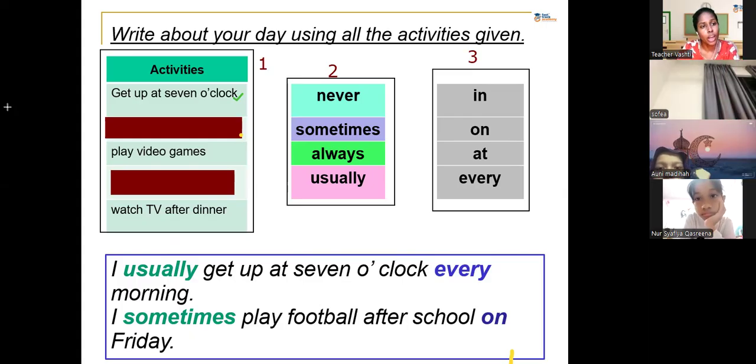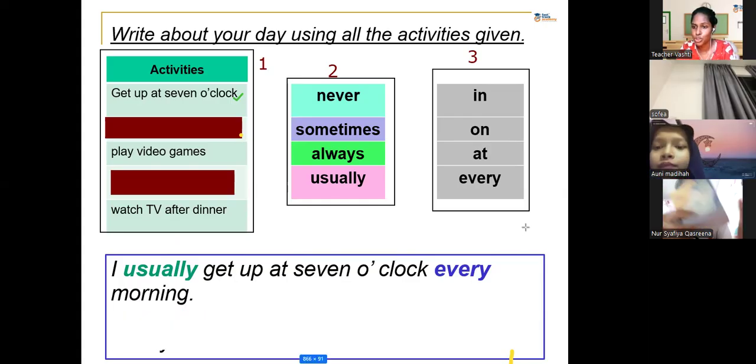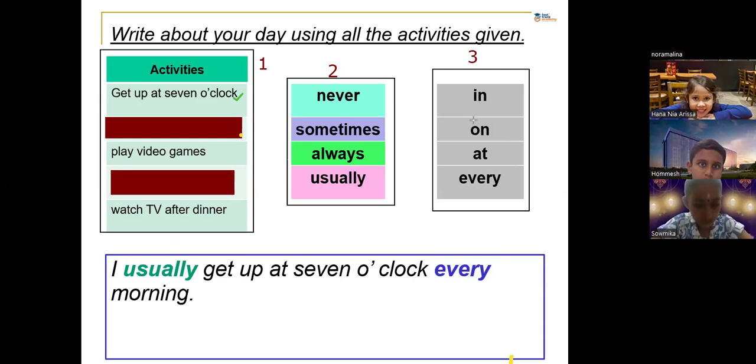Now, it is your turn for you to write for me 3 sentences in the chat box. Can you write 3 sentences in the chat box? Mesti guna activity yang teacher bagi. Don't use your own activity. Tak mau. I don't want your activities. Use the activities teacher gave you. Only these 3 activities. Yes, any question?